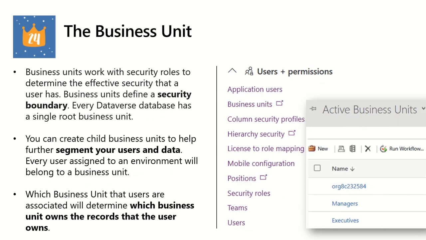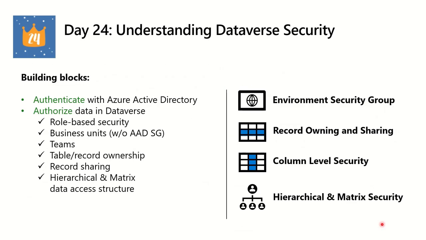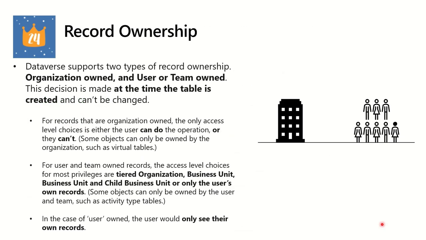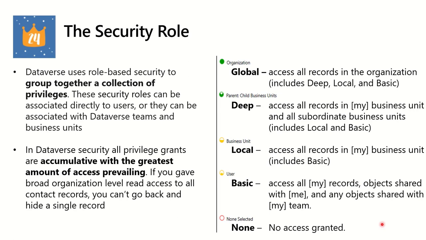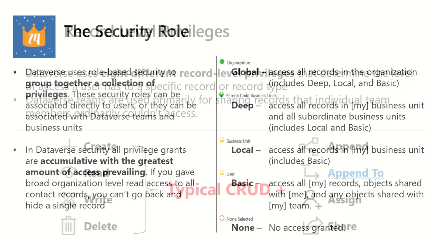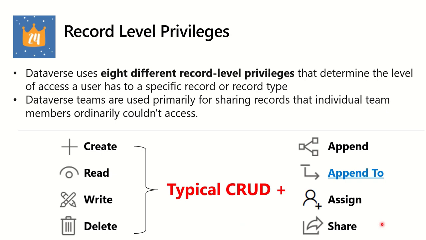All right, so we learned already about record ownership, organization or user and team. We learned about the business unit, which is a way of segmenting data. Okay, it's a boundary that you can use. Then we talked about security roles, which can be set on any object within the table structure of Dataverse. And now we're going to talk about record level privileges.